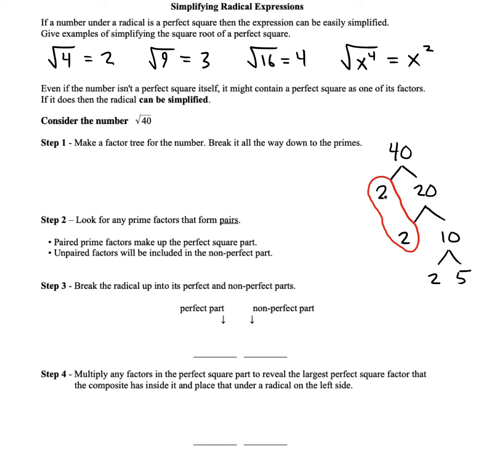So the perfect square is going to actually be 4. And that's the only repeated prime. There's no other repeated primes. There's no other pairs of primes. So 4 is going to be the biggest perfect square inside 40.